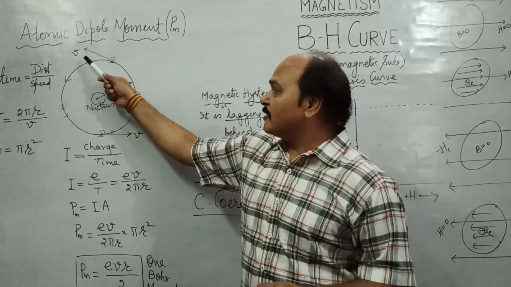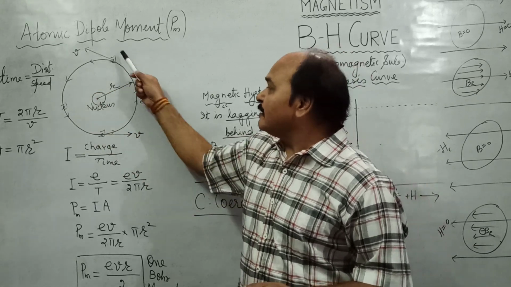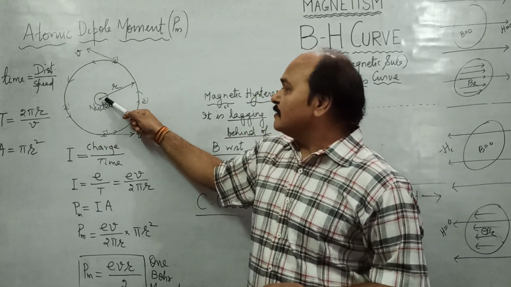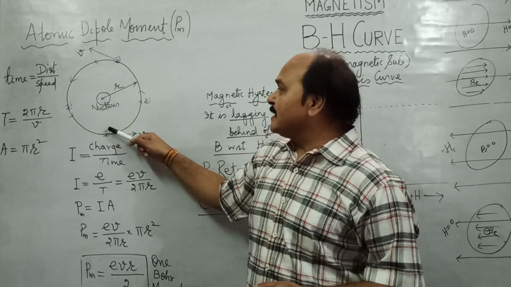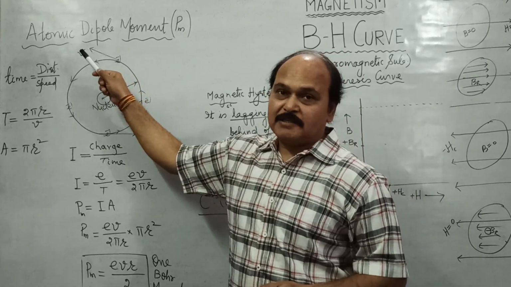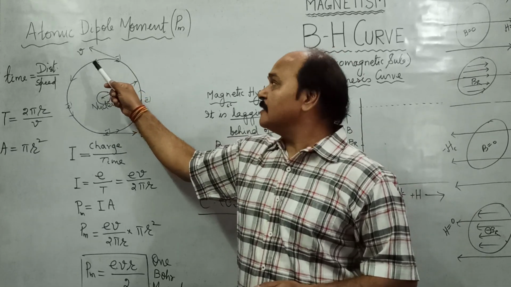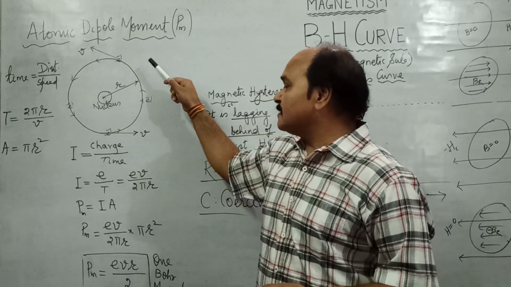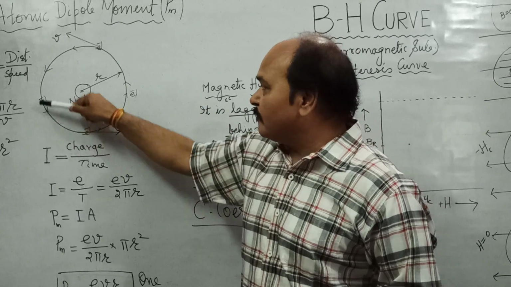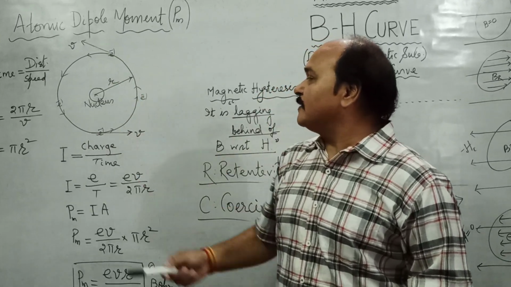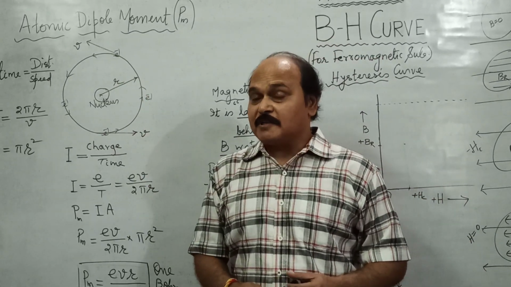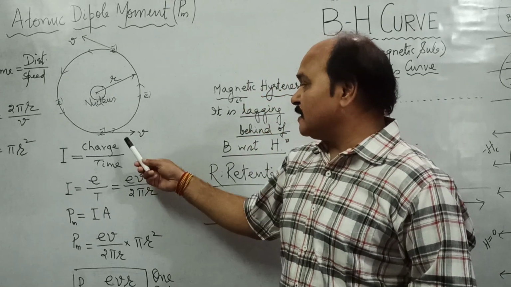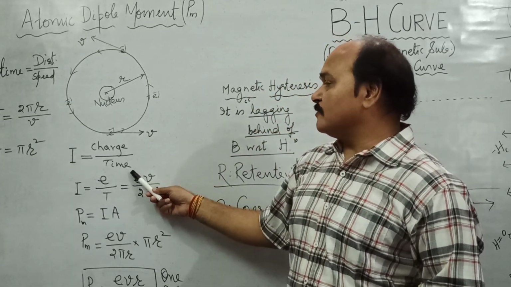Well, if this is an electron revolving around the nucleus on a circular path of radius r with orbital speed v, then what is the current? This charge is moving like this, and the corresponding current is going to flow like this. What is the value of that current? Current, we know, is the rate of flow of charge, the ratio of charge to the time in which the charge flows.